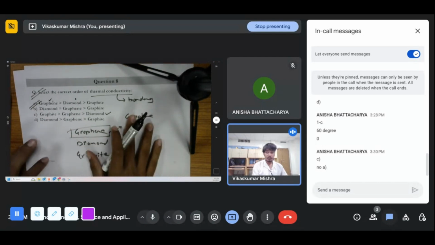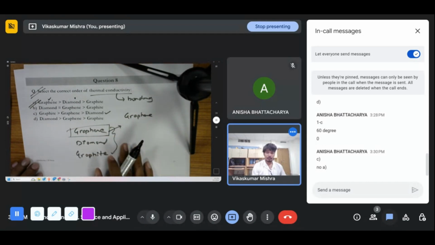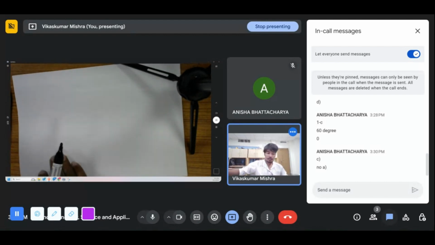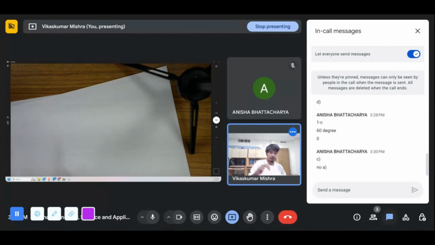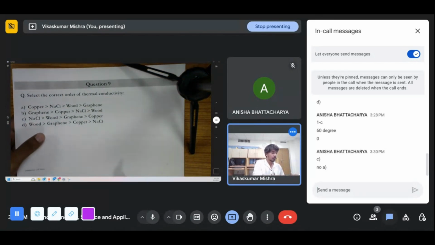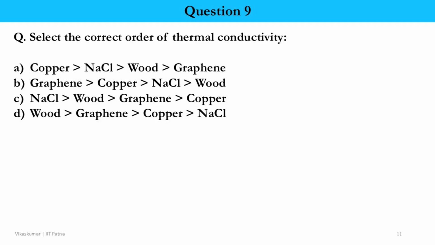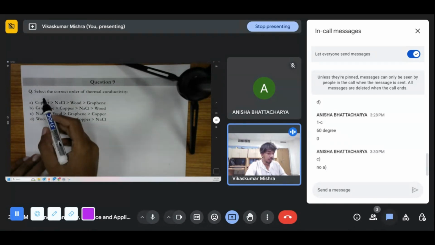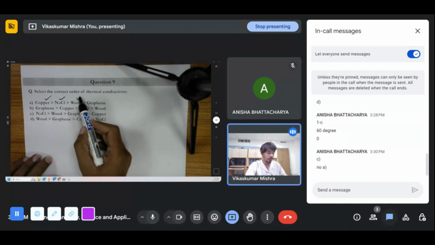Let me know if there is any doubt in this question. Since there is none, let's move to the next question. Question number 9. Select the correct order of thermal conductivity. Here there are a few additional things which we have not learned in the class. That is, copper is there, NaCl is there, wood is there, and graphene is there.